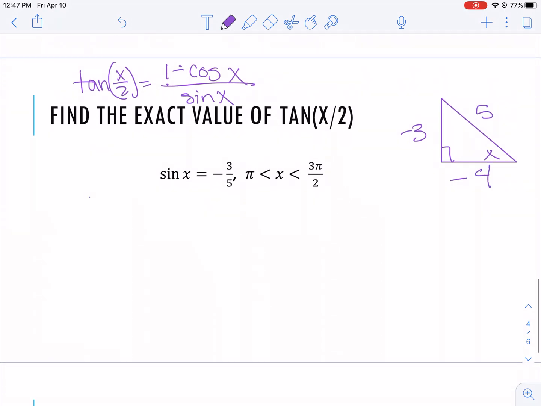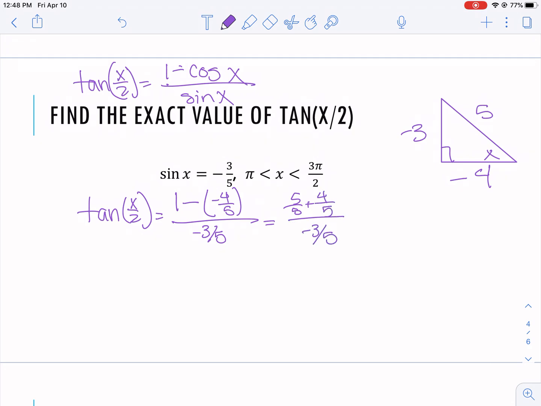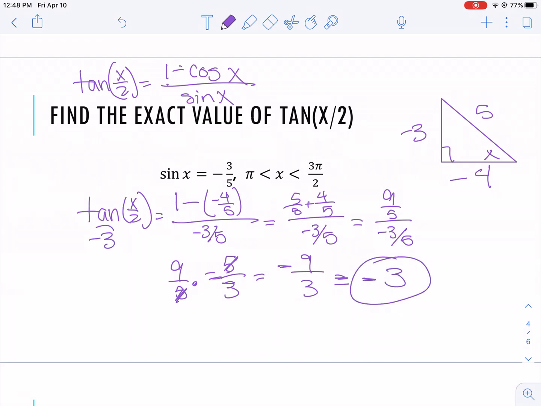All right, so we have 1 minus -4/5 over -3/5. So 5/5 plus 4/5 over -3/5. 9/5 over -3/5. So copy, dot, flop. The fifths cancel out. So we have -9 over 3, which then would reduce to -3. So that would be the tangent, okay? And again, if you think about what quadrant we were in, since here one's positive, one's negative now, that would make sense for tangent to become negative.